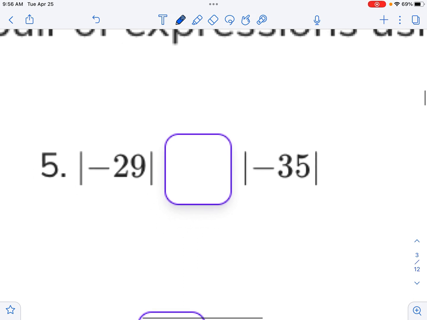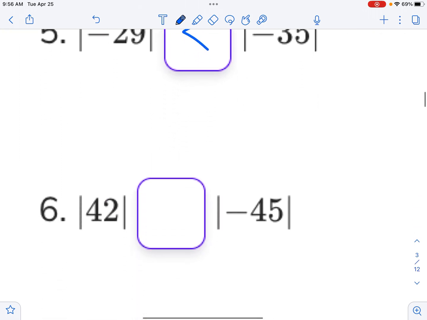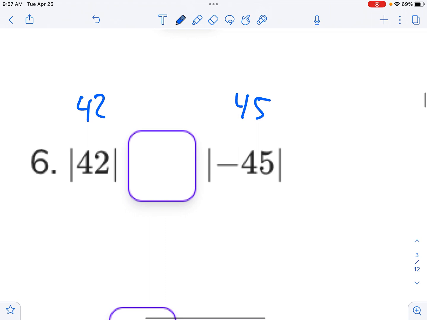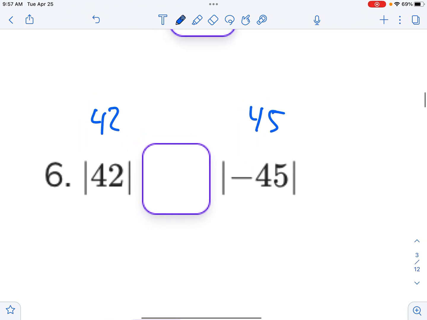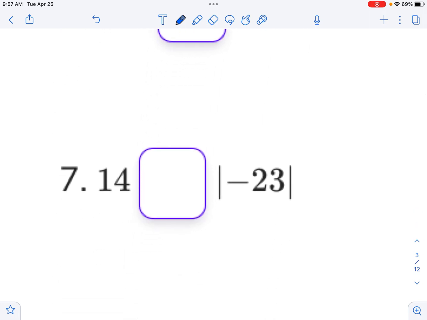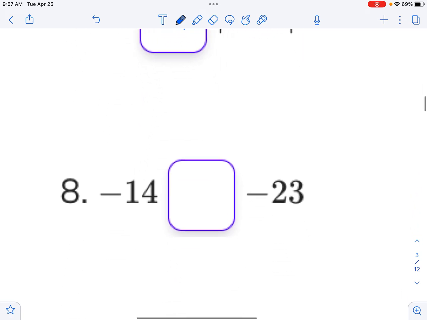Absolute value of negative 29 is 29. Absolute value of negative 35 is 35. So 29 is less than 35. We've got 42, because these are absolute values. We have 45. Notice they're both positive, because it's all about distance from 0, which is going to be positive. 42 is less than 45. It always is, always will be. 14, I've got a negative 23, but it's absolute value, so I'm going to do positive 23. And 14 is less than 23.